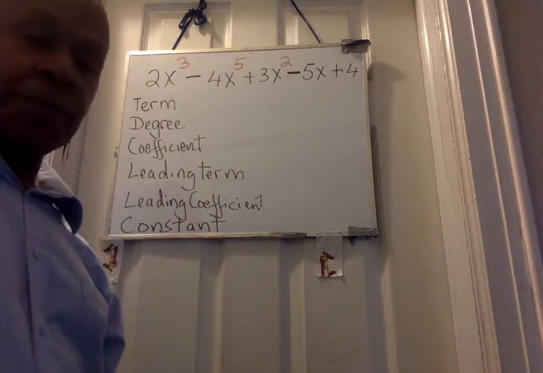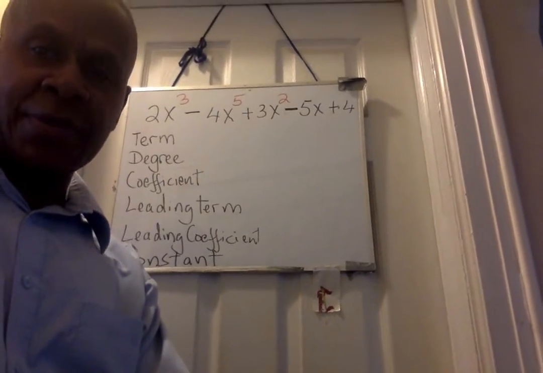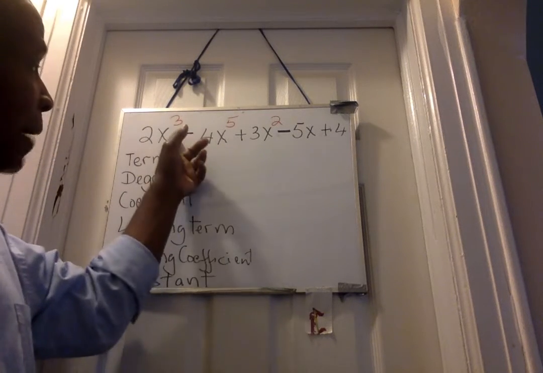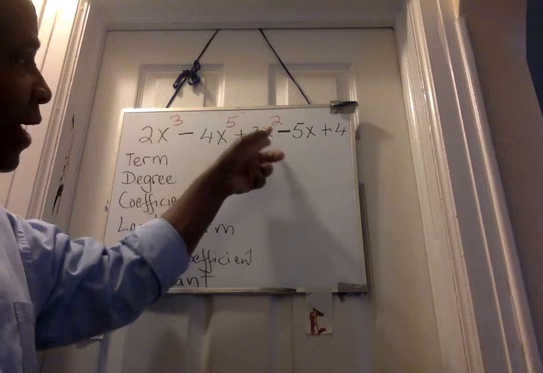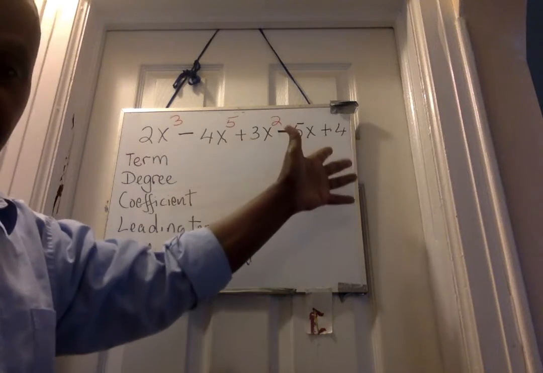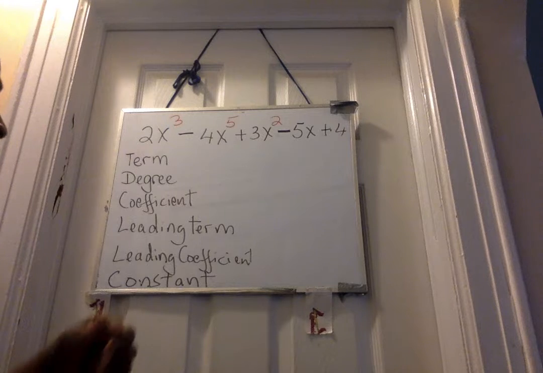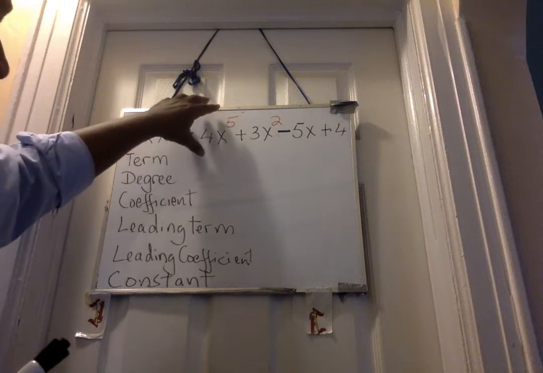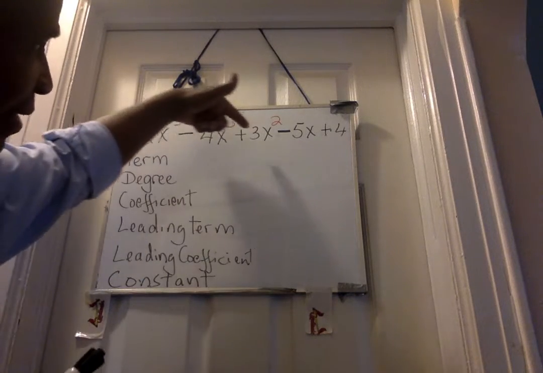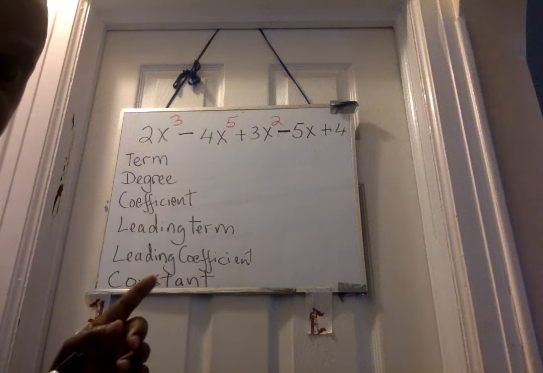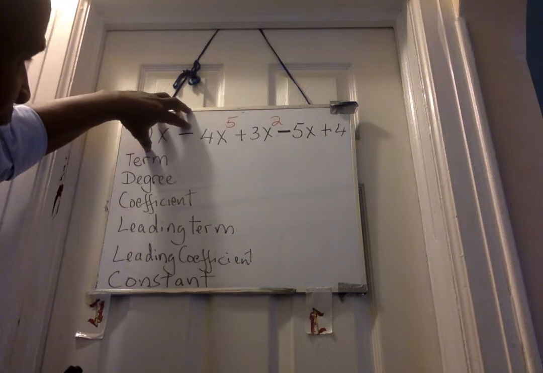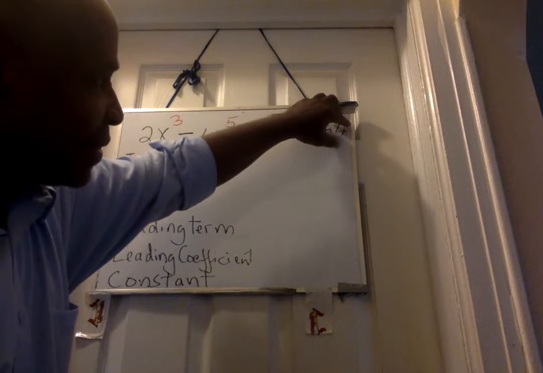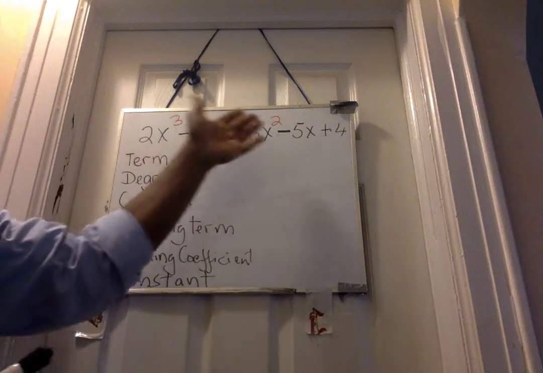Okay? So looking at this polynomial, 2x to the third power minus 4x to the fifth power plus 3x to the second power minus 5x plus 4. What does term mean? In this polynomial, each of these is a term. This is a term, that's a term, that's a term, that's a term, that's a term. Each of these is a term.